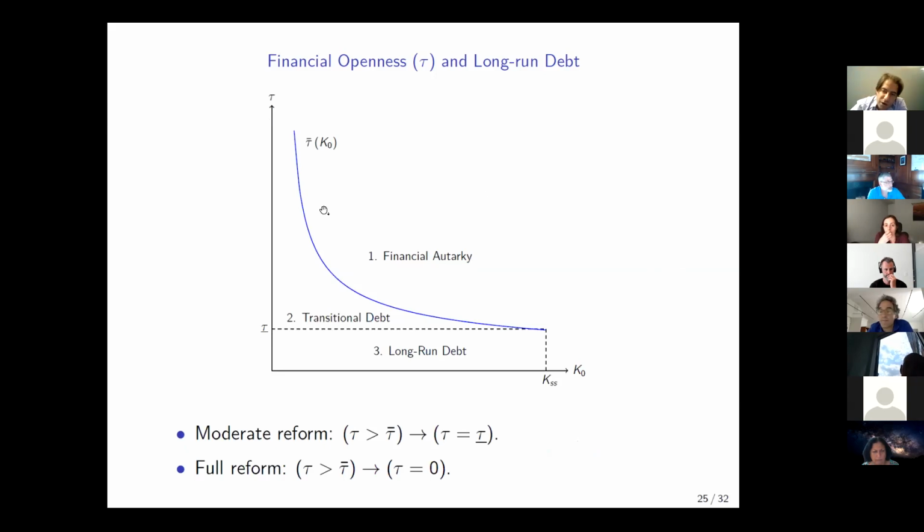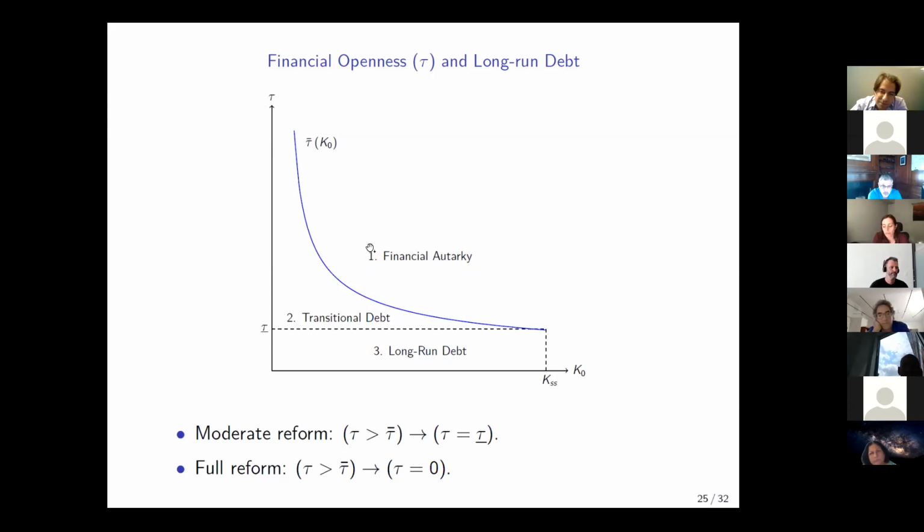So whenever you are in an economy that's in financial autarky and you decrease the level of capital controls to region 2, during the transition you're going to borrow, but you're going to fully repay before going back to the steady state. And that implies that the steady state level of financial autarky and the steady state level of an economy with a moderate reform are going to be the same.